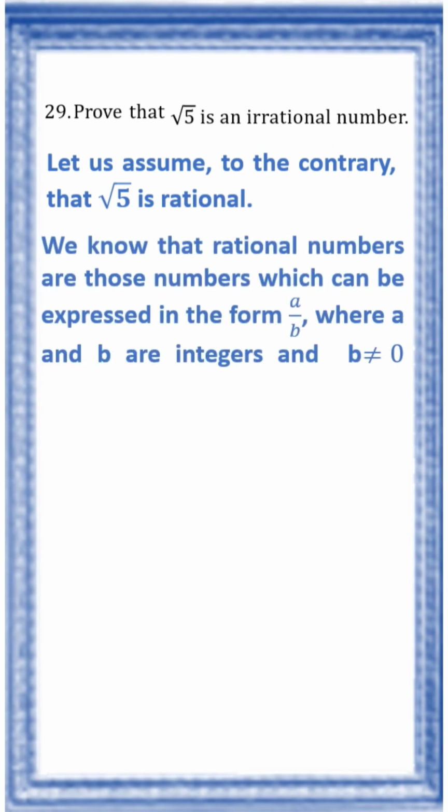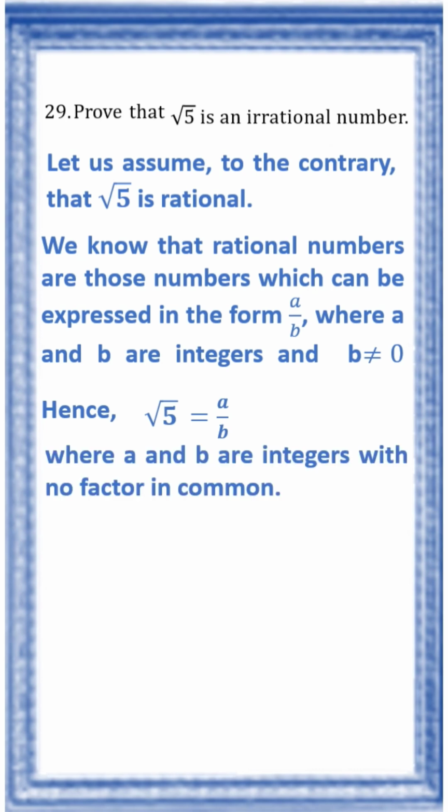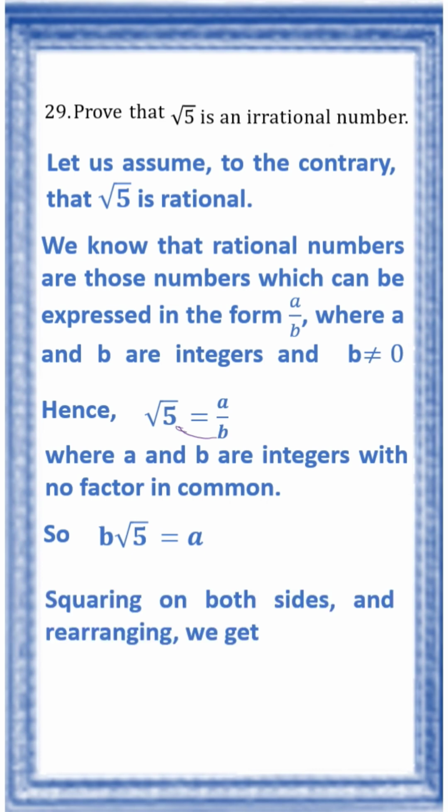We know that rational numbers are those numbers which can be expressed in the form of a upon b, where a and b are integers and b is not equal to 0. Hence, root 5 is equal to a upon b, where a and b are integers with no factors in common. So, now let us transpose b to this side. b root 5 is equal to a. Squaring on both sides, 5 b square is equal to a square.